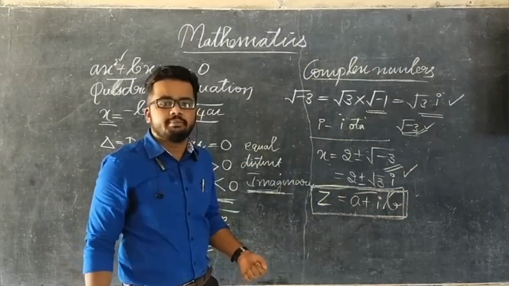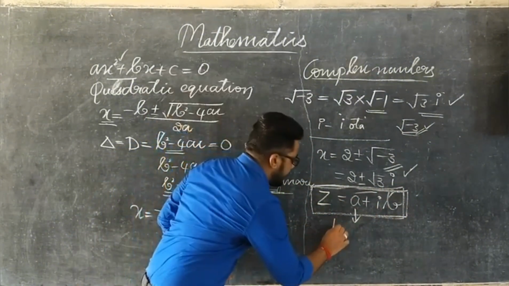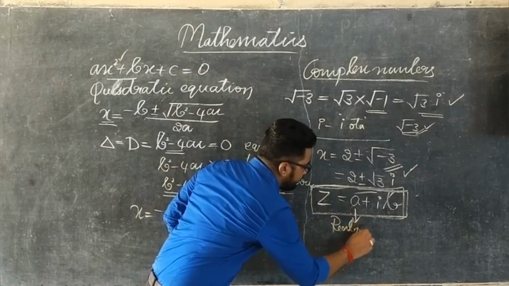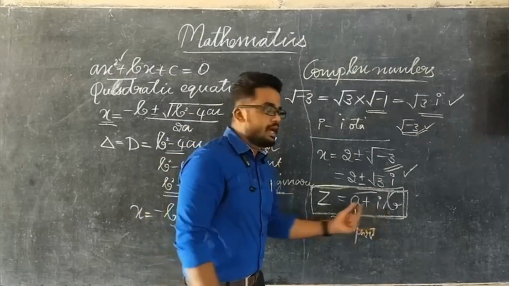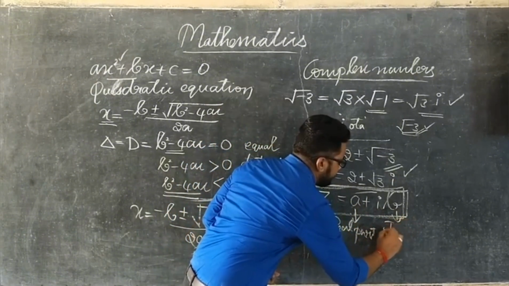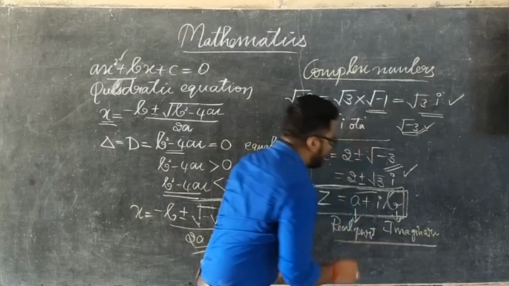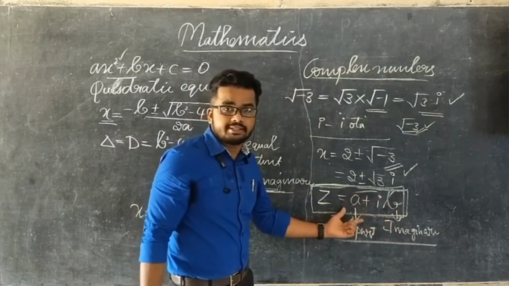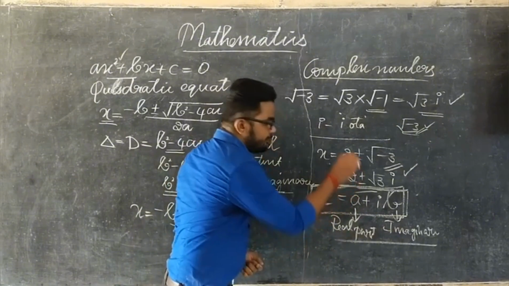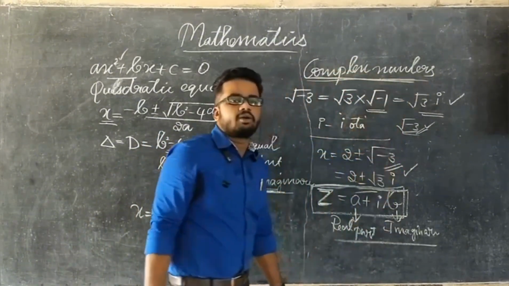In a plus ib, a is called the real part. It is the real part, which is free from ib, and b is called the imaginary part. Together, the real part and imaginary part constitute a complex number. This is the introduction to complex numbers.